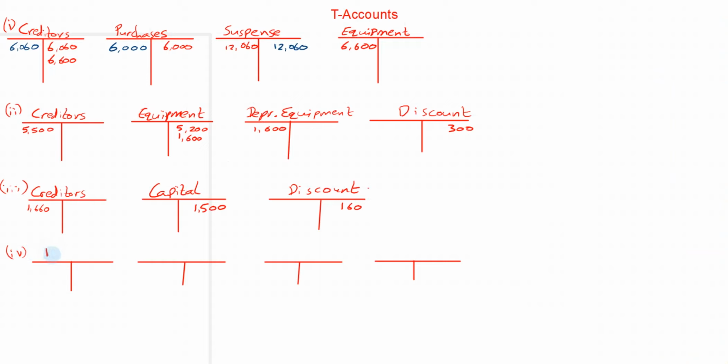So we definitely have bank. We definitely have creditors. We definitely have insurance. We should have drawings.